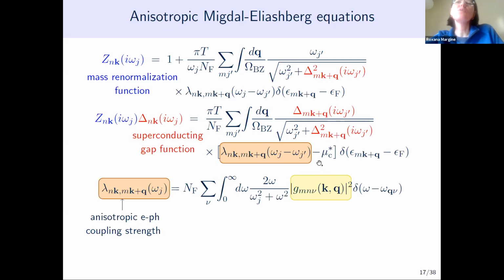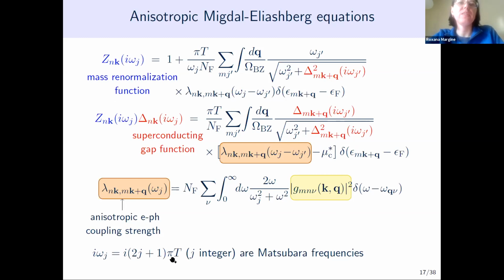The screened Coulomb interaction can be calculated, in fact, using the random phase approximation, and we have done this in one of our studies. Also, I forgot to mention, the temperature enters in this equation through this parameter i omega j, which are called the Matsubara frequencies. So you can see here this is the temperature.